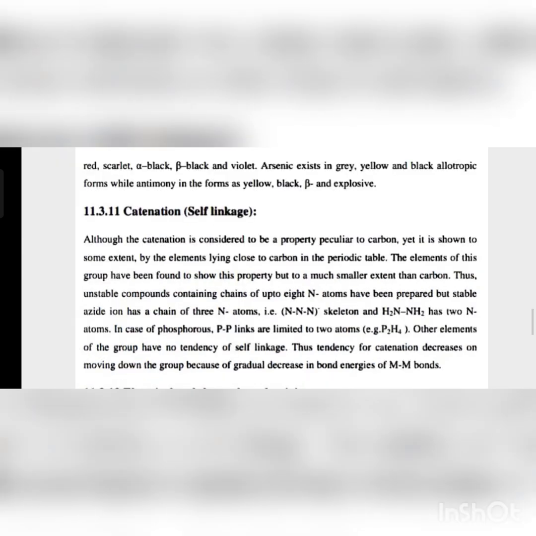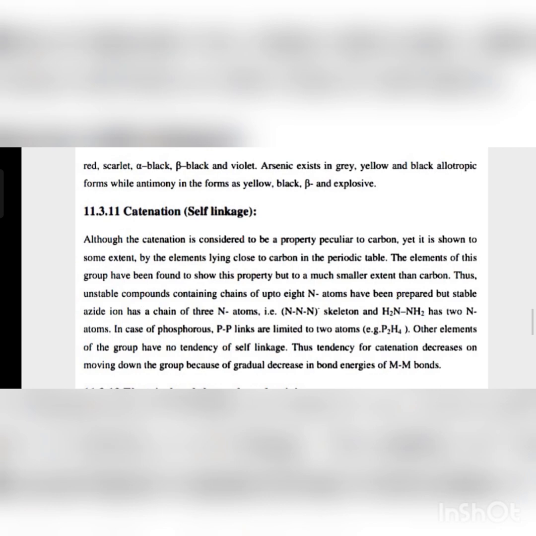Catenation, self-linkage. Although catenation is considered to be a property peculiar to carbon, yet it is shown to some extent by the elements lying close to carbon in the periodic table. The elements of this group have been found to show this property, but to a much smaller extent than carbon.